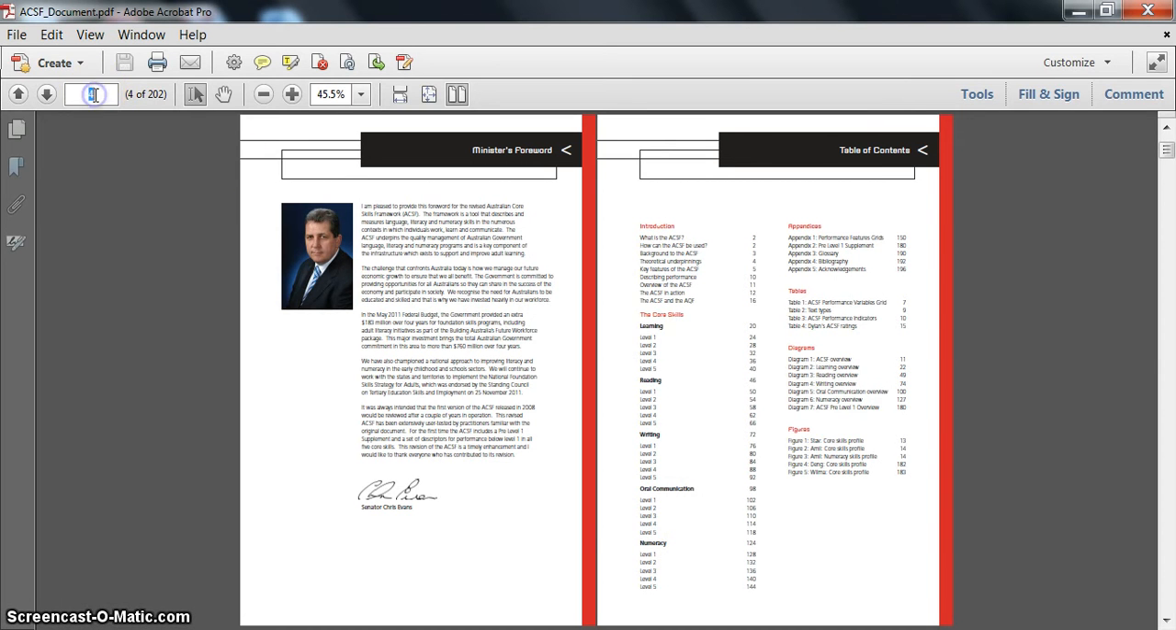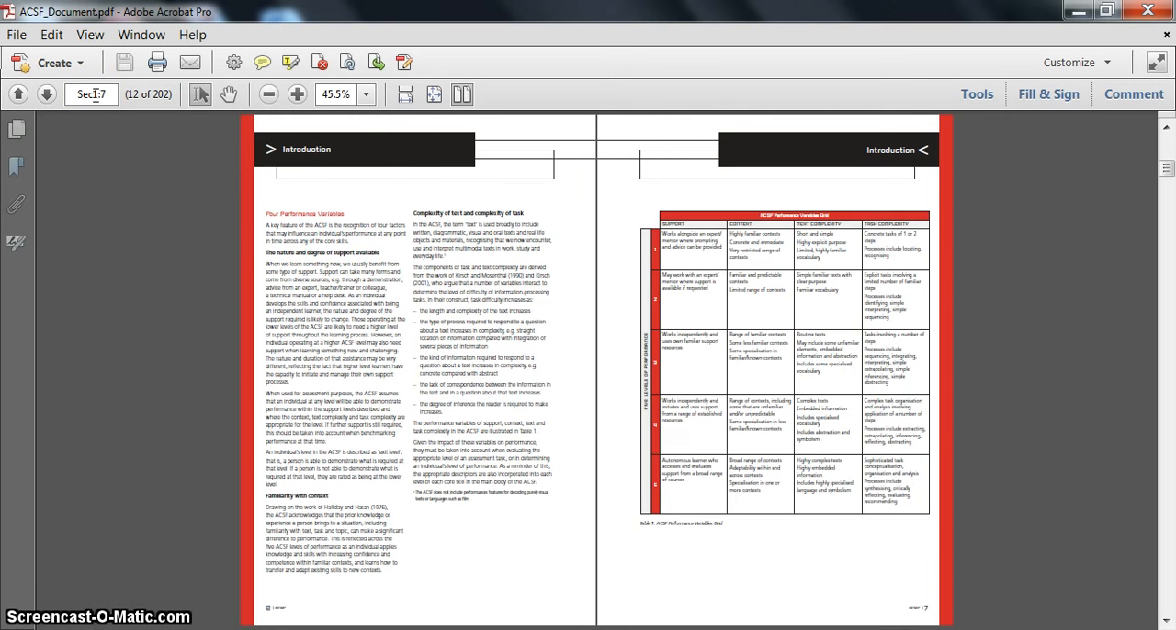Now, these 5 levels of the core skills framework can be best explained on this page 7 of the core skills framework, which identifies the performance variables grid. And again, each of the core skills are broken down into the 5 levels, and these 5 levels are also broken down into the concepts of support, context, text complexity, and task complexity. And each level is increasingly more complex in regards to those concepts.